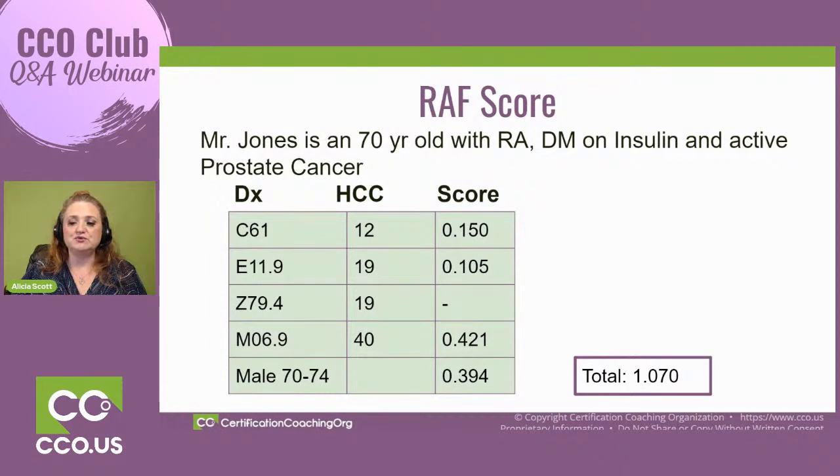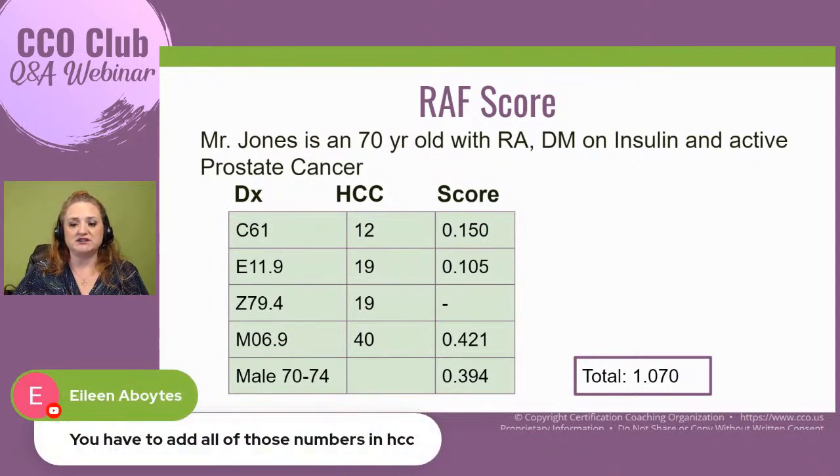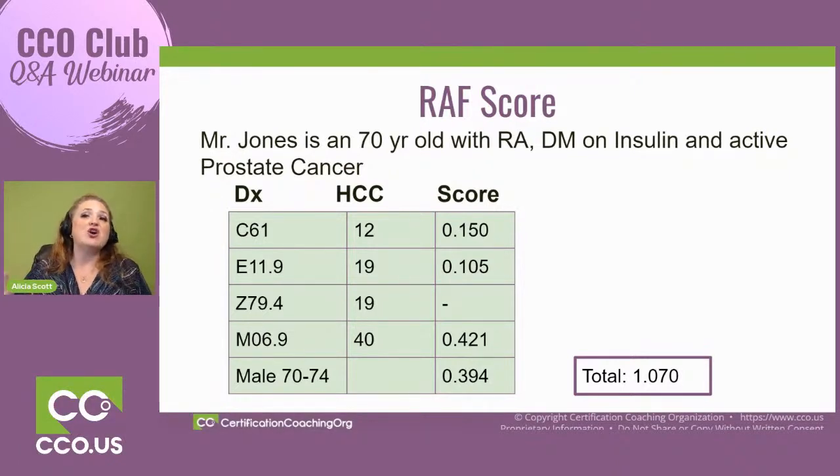Yes, Elaine, you do have to add all of the numbers for HCC, and you just add those scores, and that's how they come up with the total RAF score. So an accumulation of all of the total HCCs and their weight, which is their score, gives the total RAF score for the patient.